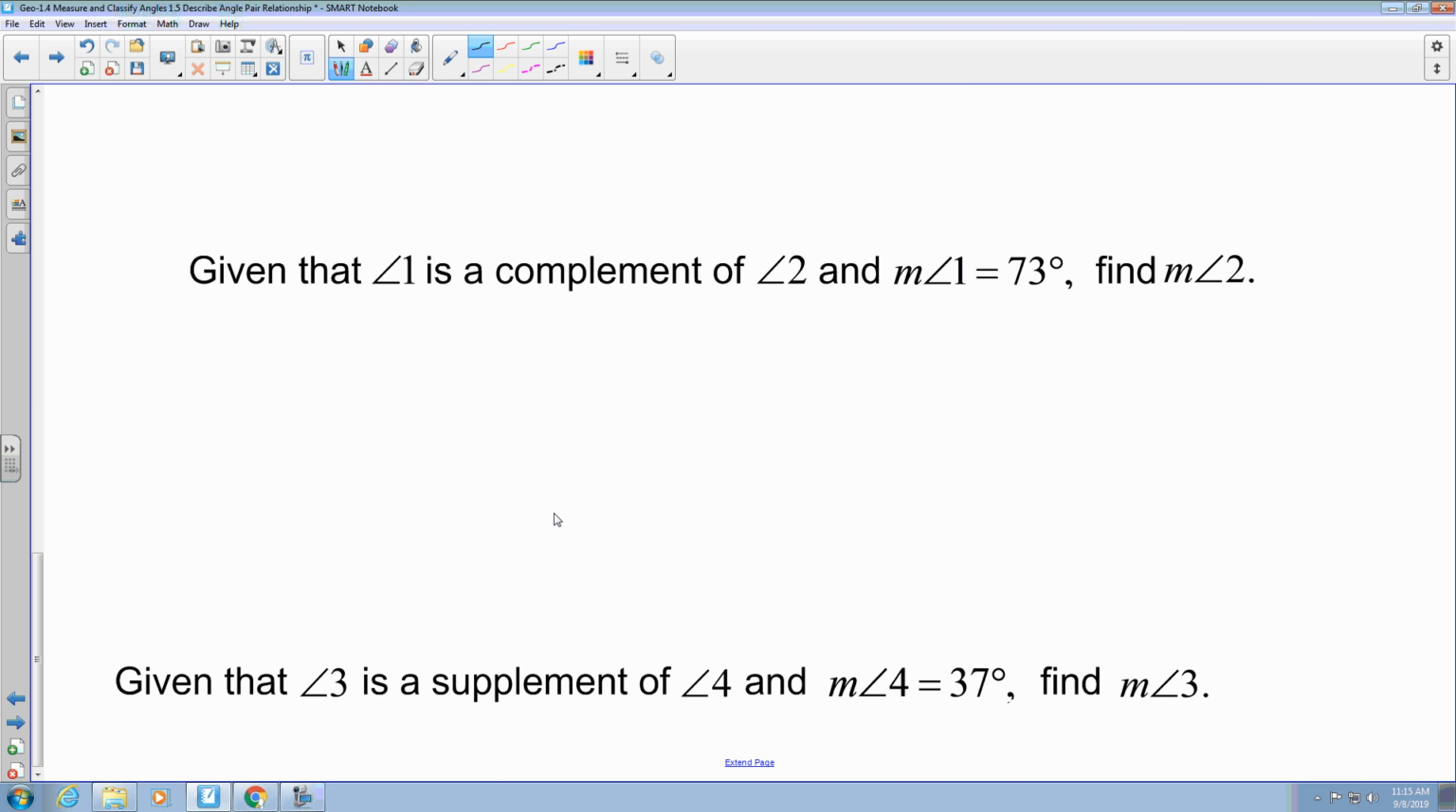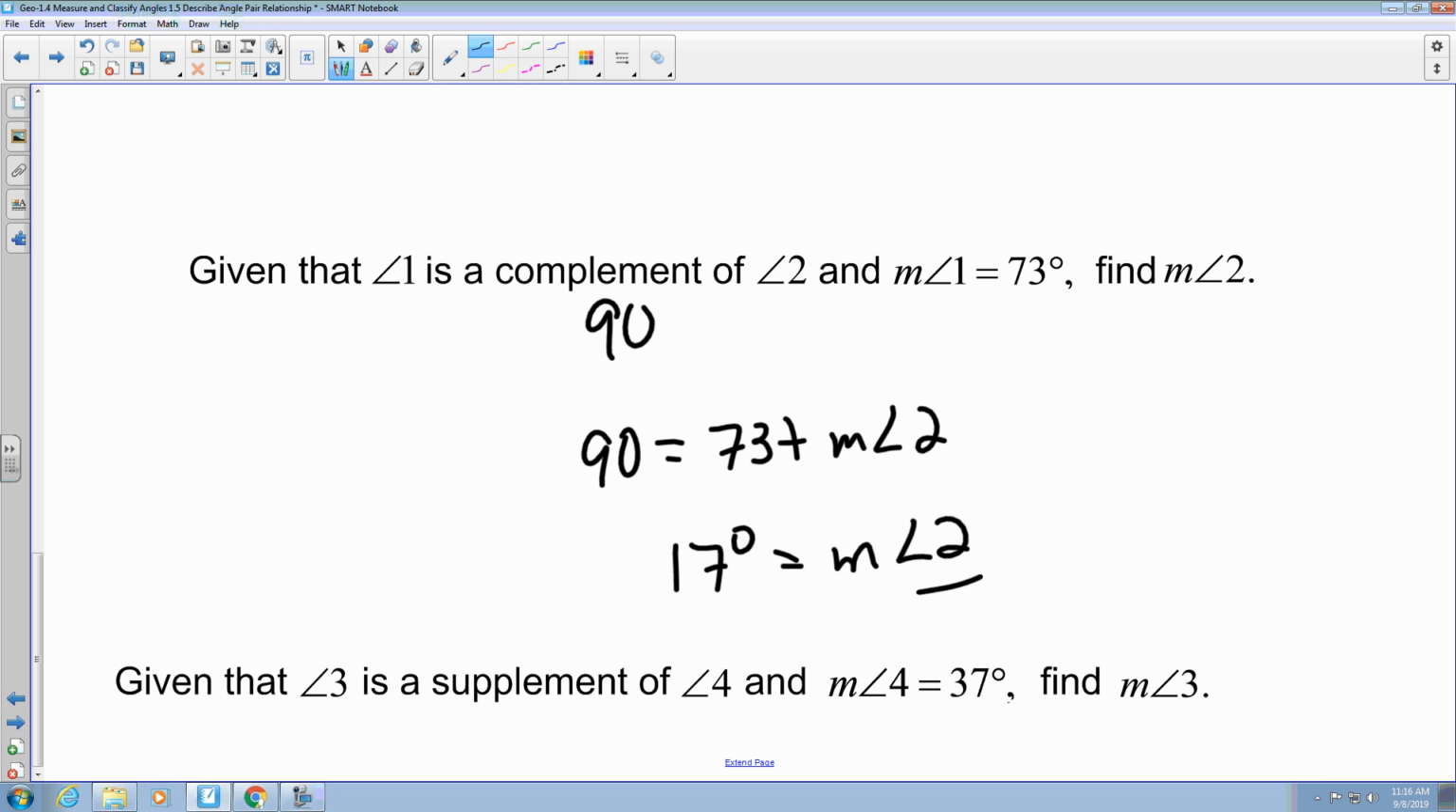Here it says angles 1 and 2 are complementary, the measurement of angle 1 is 73, find 2. So again, complementary is 90, so 90 equals 73 plus the measurement of angle 2. 90 minus 73 equals 17, so 17 degrees is equal to the measurement of angle 2.